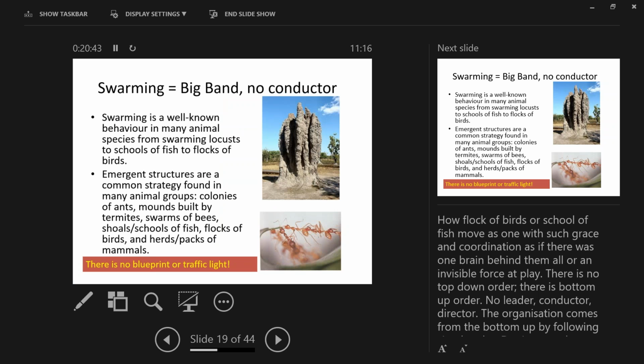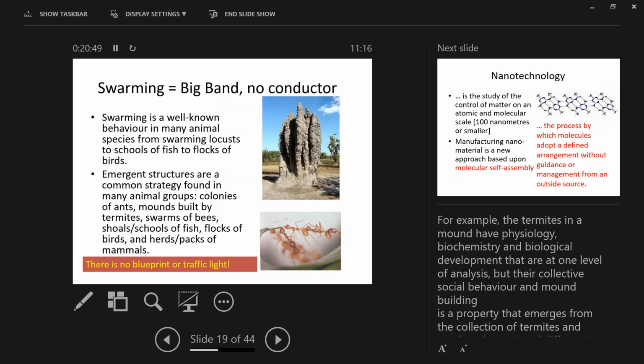Another behavior similar to flocking is swarming. Swarming, here again, the big bang, there are no conductors. The behavior you find in many animal species, from locusts to schools of fish or flocks of birds. What we see is emergent structures commonly found in various places. The emergent structures are a common strategy on many of such animal groups.